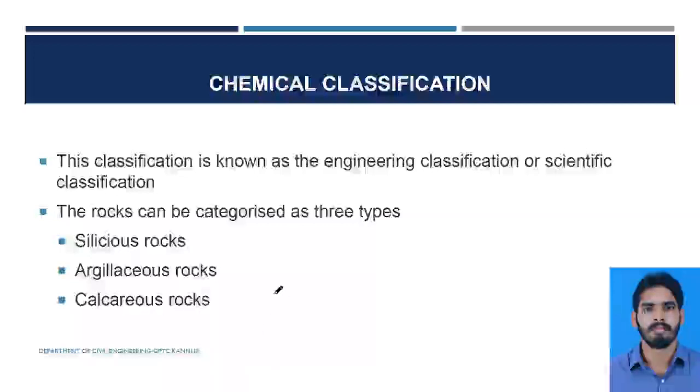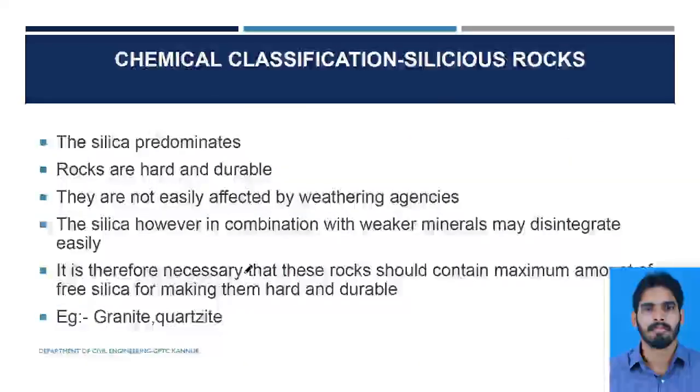Next is chemical classification. Under chemical classification, the classification is also known as engineering classification or scientific classification. The rocks can be categorized into 3 types: siliceous rocks, argillaceous rocks and calcareous rocks. We may discuss in detail in the next slide.